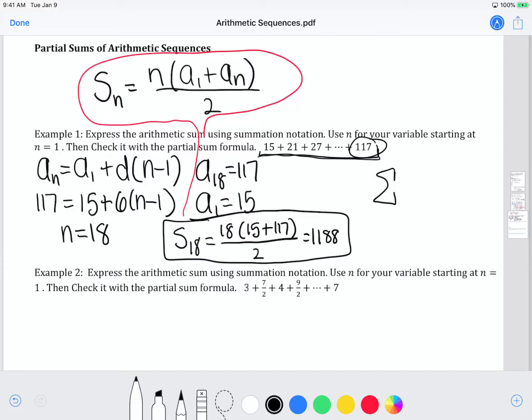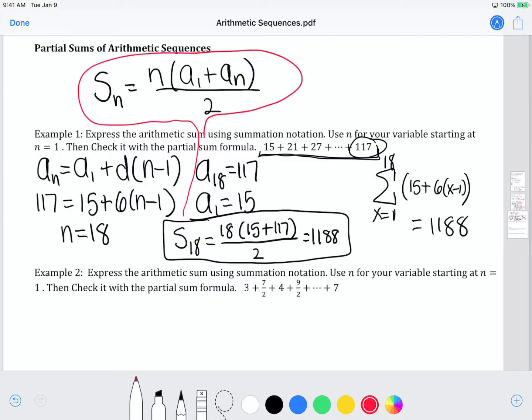Since this is the 18th term, I want to go from 1 to 18 and add up all those terms. So my initial value would be 1, and my ending value would be 18. My formula for the arithmetic sequence that I would be plugging in to find each term would be 15 plus 6 times x minus 1. I'm using x's now because we're using the variable button on our calculator, but just know that that represents our n.